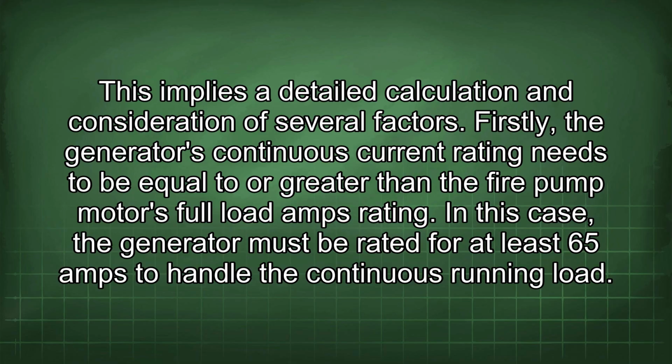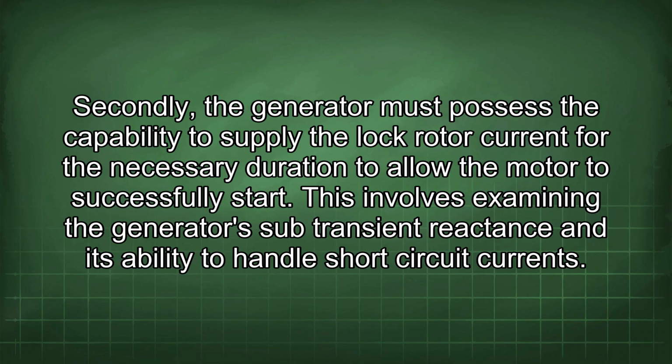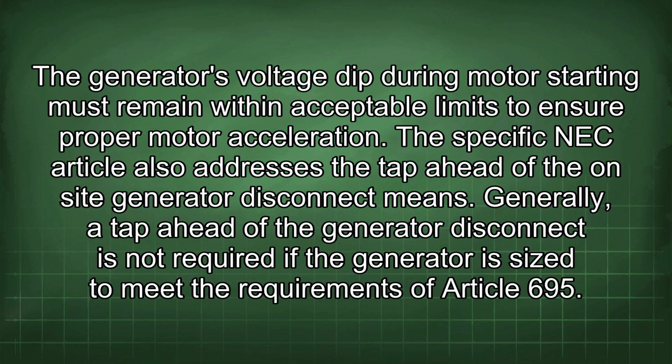Firstly, the generator's continuous current rating needs to be equal to or greater than the fire pump motor's full load amps rating. In this case, the generator must be rated for at least 65 amps to handle the continuous running load. Secondly, the generator must possess the capability to supply the lock rotor current for the necessary duration to allow the motor to successfully start. This involves examining the generator's subtransient reactance and its ability to handle short-circuit currents. The generator's voltage dip during motor starting must remain within acceptable limits to ensure proper motor acceleration.